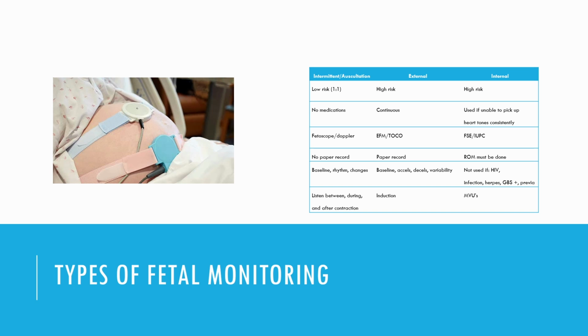If you are using intermittent auscultation, you want to listen between contractions, during a contraction, and after a contraction. So you kind of hold it on there for a while, because that's when we can see baby's heart rate drop, is during those times. If you notice anything concerning or abnormal, then you want to hook them up to our external fetal monitoring.